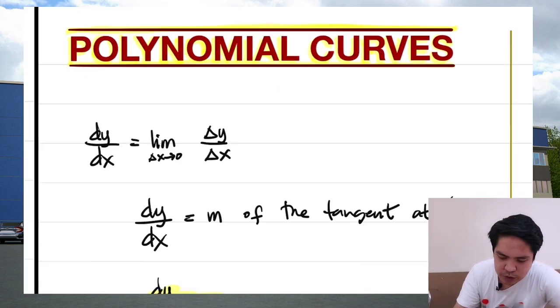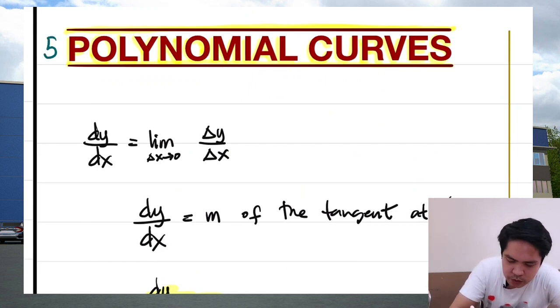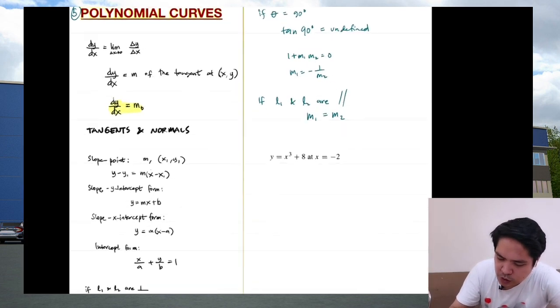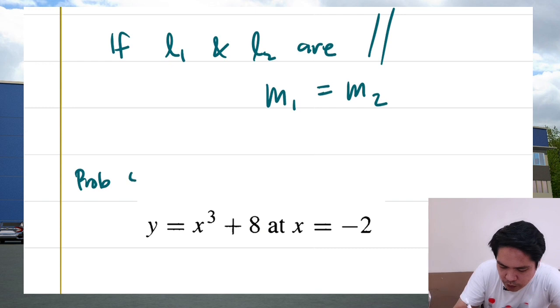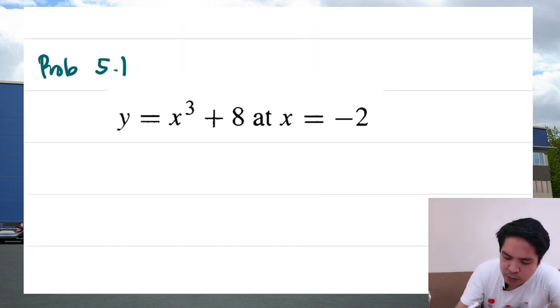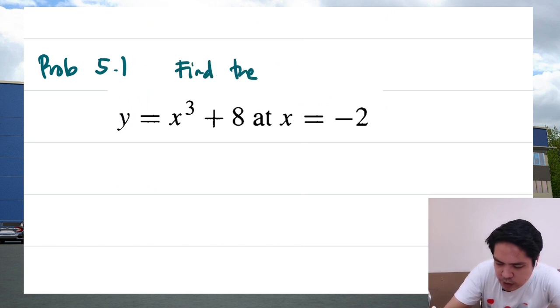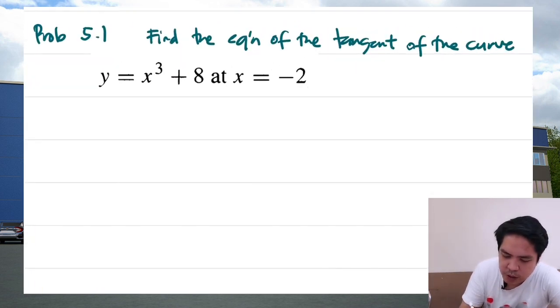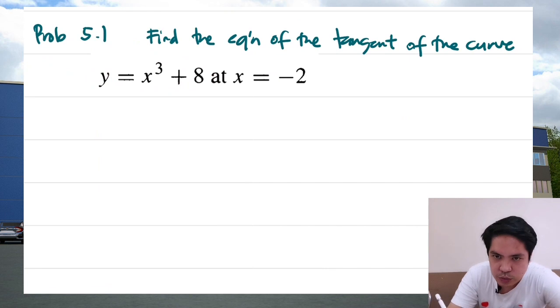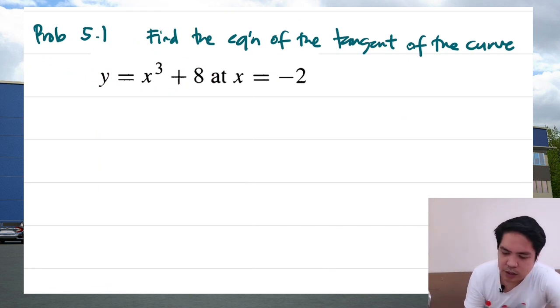So, since this is lesson 5 na tayo, let's call this first problem for lesson 5. Sorry. That's problem 5.1. Okay, so we have this problem 5.1. Find the equation of the tangent of the curve described by this equation: y is equal to x cubed plus 8 at x is equal to negative 2.